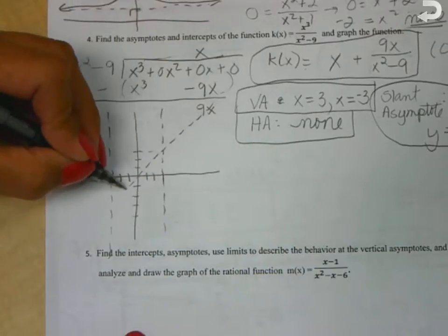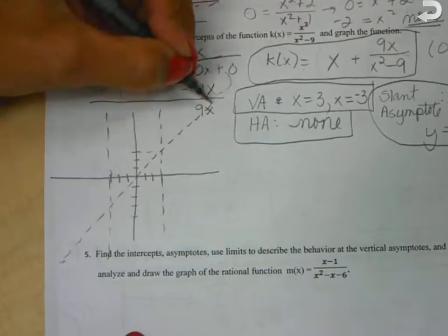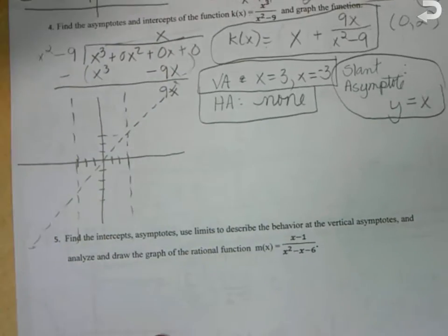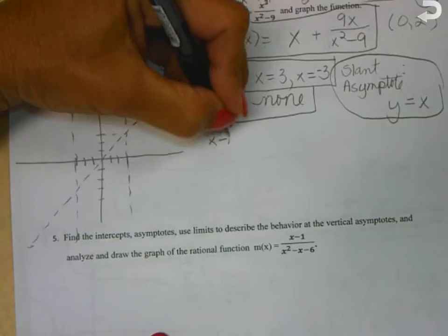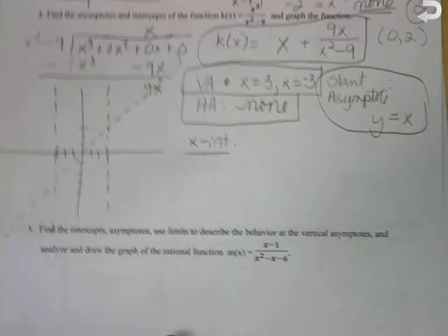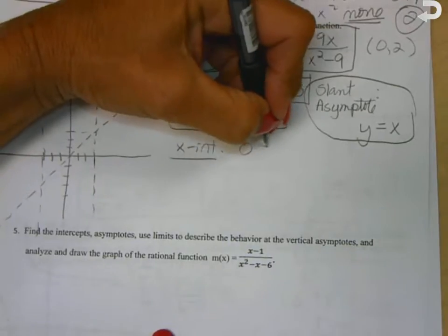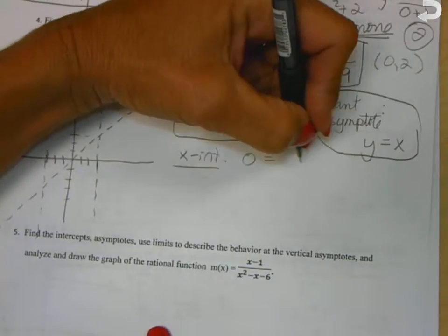Now I'm going to sketch in my slant asymptote. I know how y equals x looks, which again, this is kind of crazy. We hadn't had this type of graph before. And now I have to find where my x-intercepts and y-intercepts are.